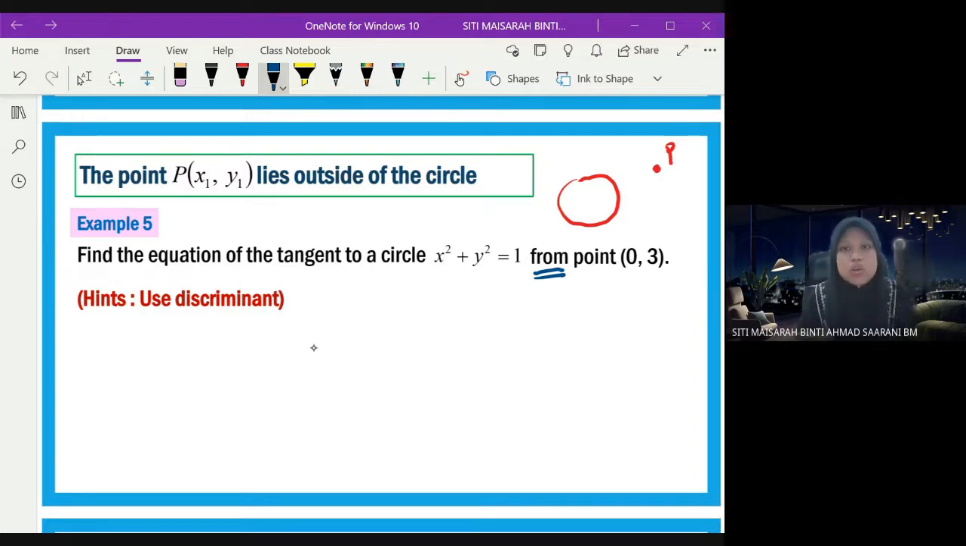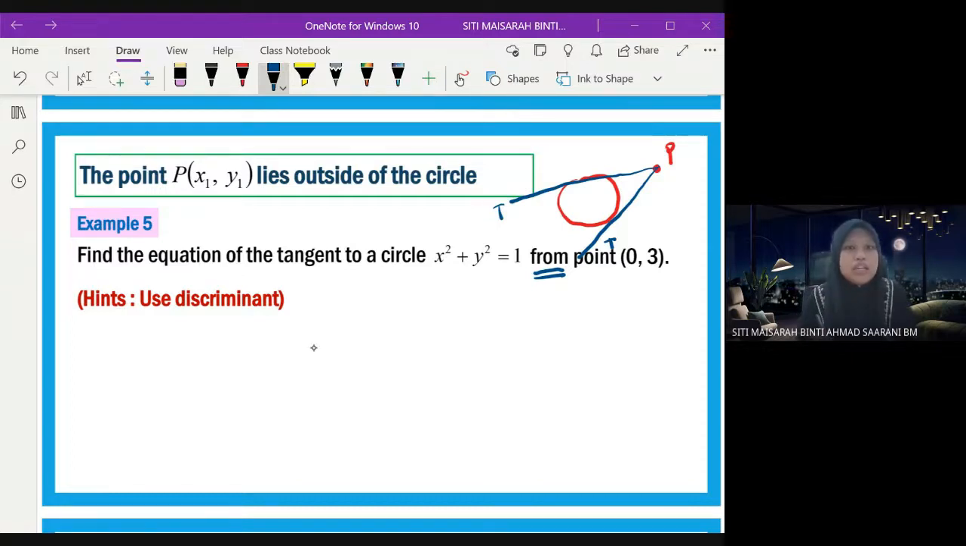Sampai dia sentuh, dia touch circle. Macam ni. So ini akan membentuk tangent lah. So satu lagi dia boleh bentuk tangent kat sini. So dia ada dua possibility lah. Dia boleh ada dua equation of tangent lah. Dalam kes ni, macam ni lah rupa dia.